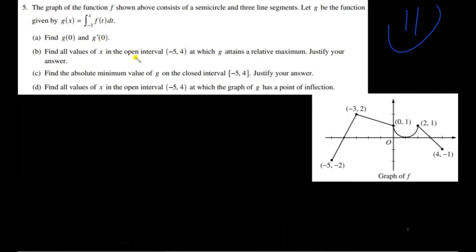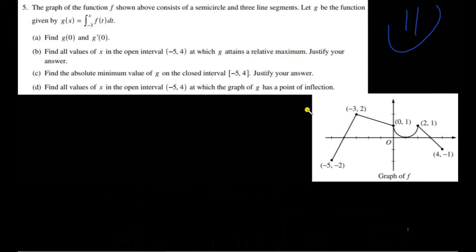Okay, part B: we need to find all values of x in the open interval -5 to 4 where g attains a relative maximum. Justify your answer. To do this, I like to start out with what I want to find, where g attains a relative maximum, and then look at what I know. I know a lot about the graph of f, so I'm going to start with what I want to find and try to link it to what I know.